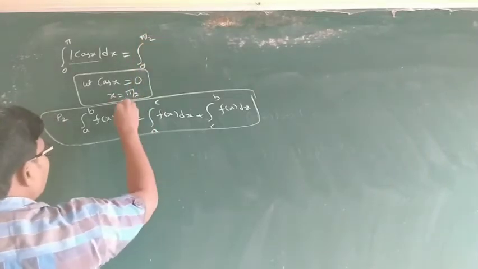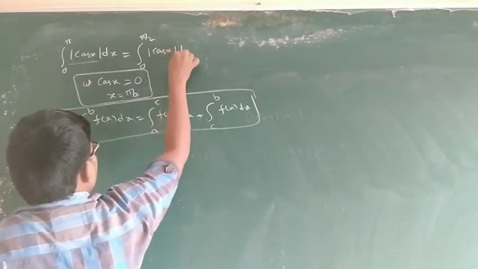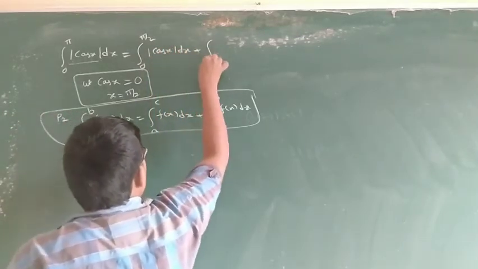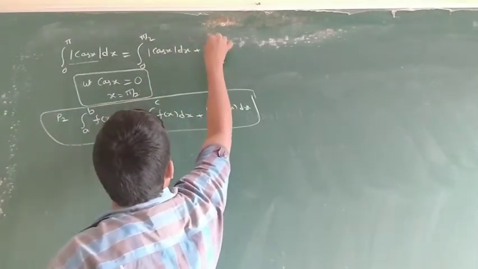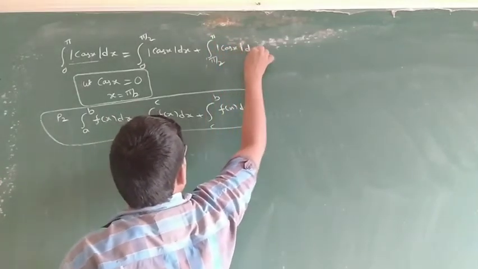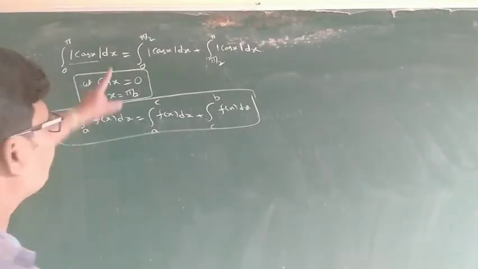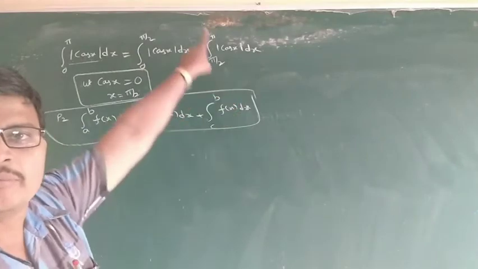C is equal to what? Pi by 2. So integral 0 to pi by 2 of mod cos x dx plus integral pi by 2 to pi of mod cos x dx. We are splitting the integral into two parts: 0 to pi by 2 plus pi by 2 to pi.